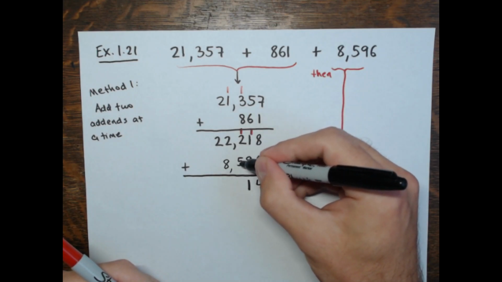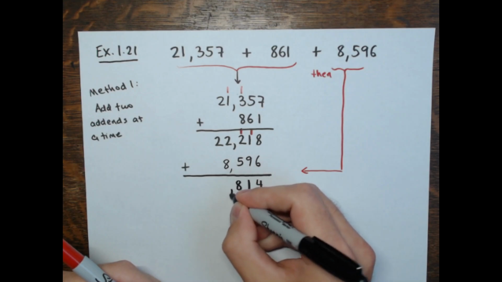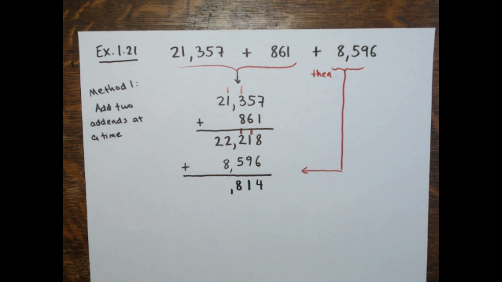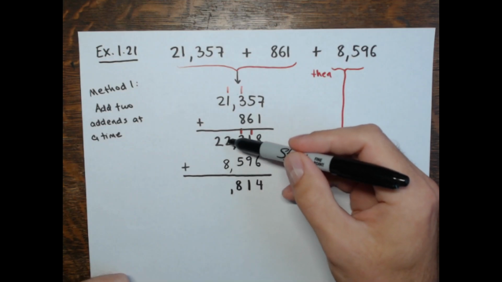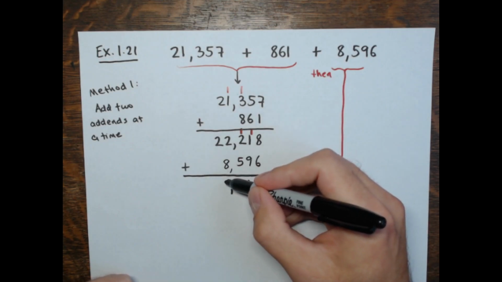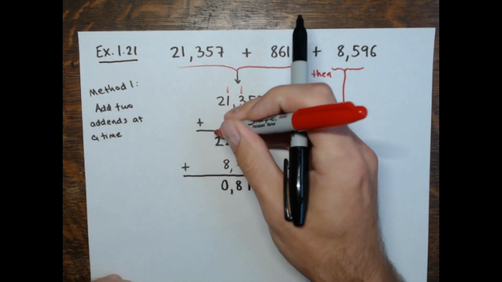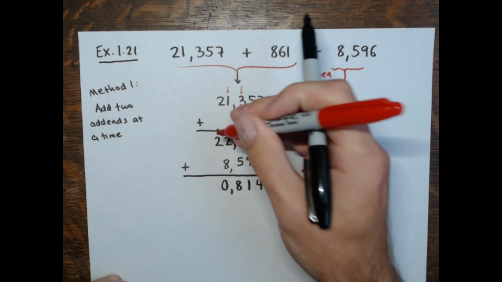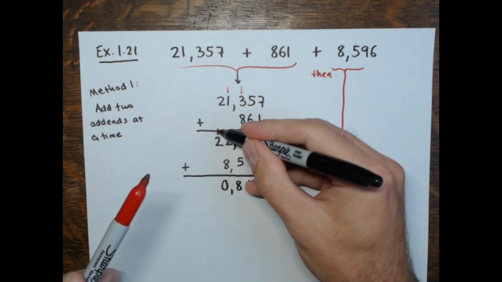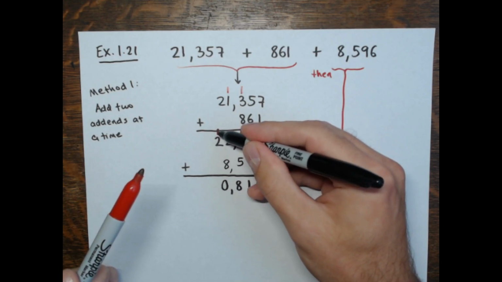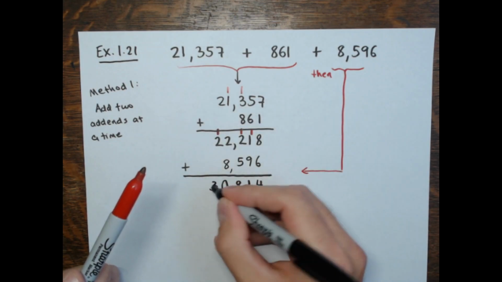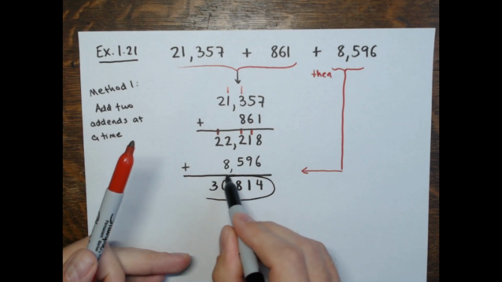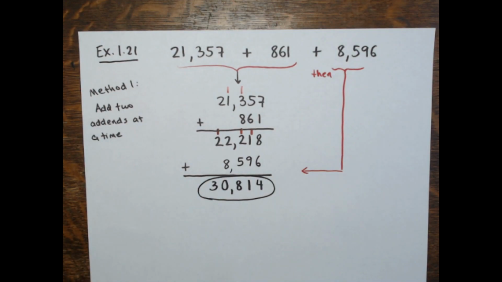1 and 2 is 3, 3 and 5 is 8. So that's 8, no carrying, right? That's not 10 or more. Then in the thousands place, 2 plus 8 is 10. So that's 0 thousands and 1 ten thousand. So this 1 goes above the 10 thousands. And then the 10 thousands digits add up to 3. 1 plus 2 is 3. And there's our final sum, 30,814.